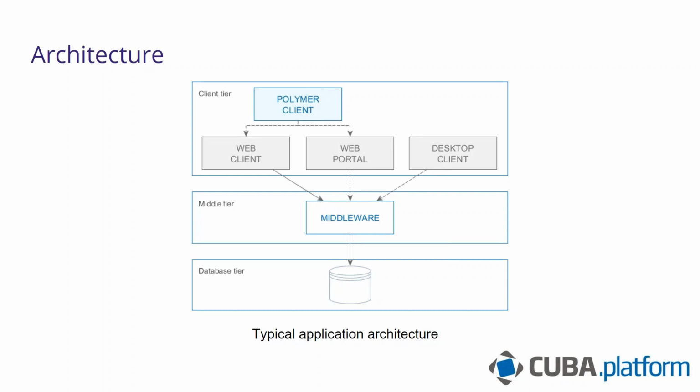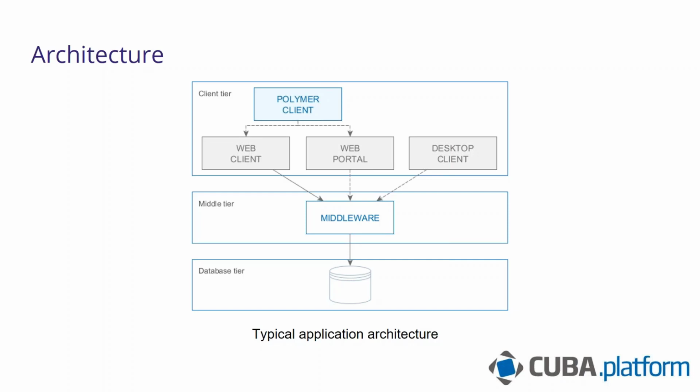And in addition to this, we have Polymer client. It is an optional client designed for external users and written in pure JavaScript. It is based on Google Polymer technology and communicates with the middleware using REST API. So Polymer uses either web client REST API or web portal REST API. REST API is a generic REST API of Cuba platform.